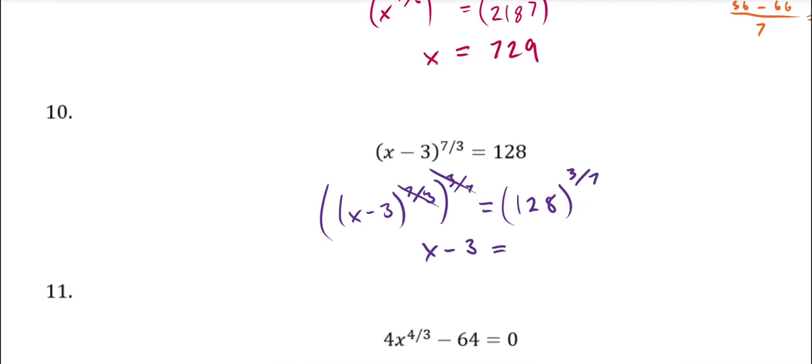Now, the seventh root of 128 is going to be 2. And so this gives us 2 to the third, which is 8. Adding 3 to both sides, we wind up with x is equal to 11.